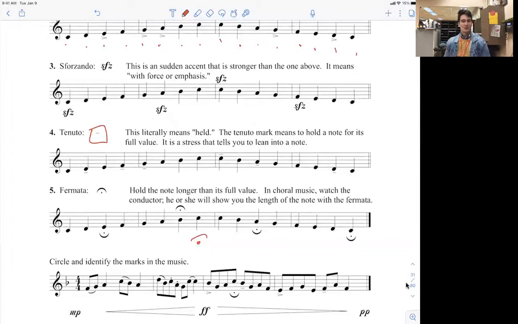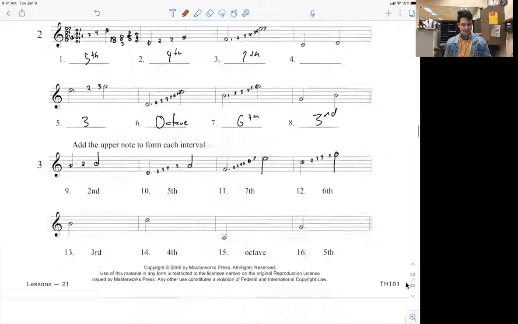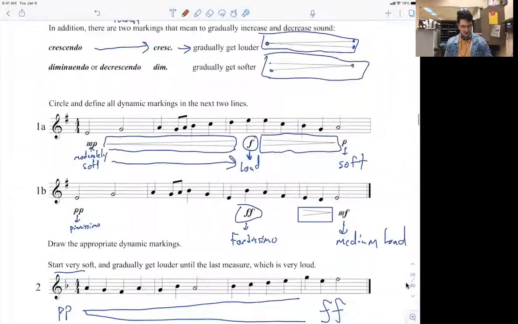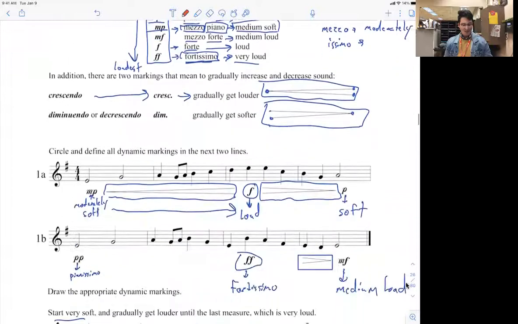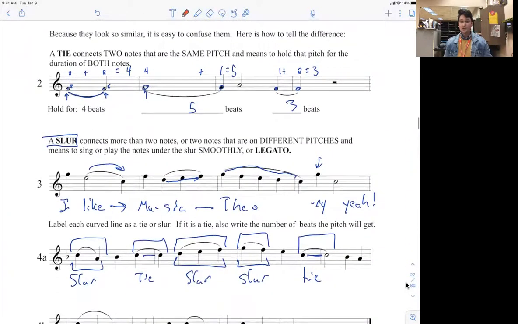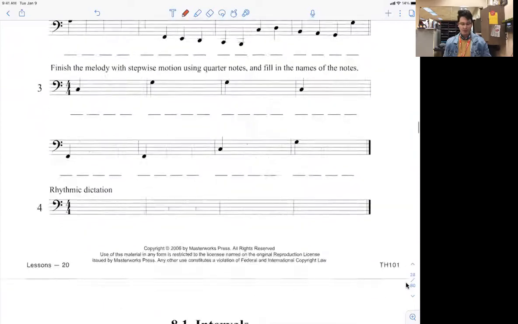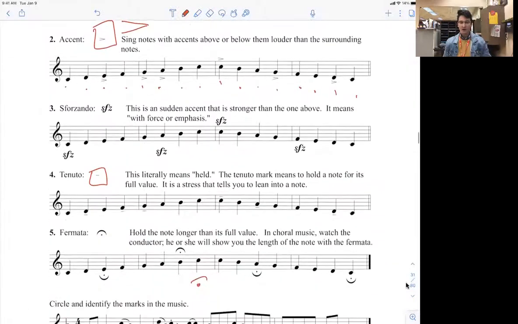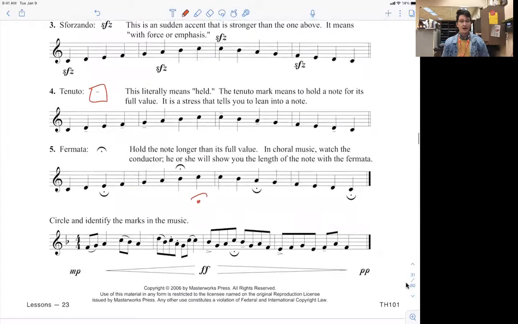Okay, the last thing you're going to do today is quickly review the different musical markings and terminology that we've talked about before. That includes dynamics, which were talked about in 7.1 in our last chapter, and then you also have ties and slurs. If you need to review that vocabulary, that will be on our knowledge check tomorrow as well, with our articulations. So take a moment to circle and identify the markings that are in the music and know not just what they mean, but also the Italian term associated with that.